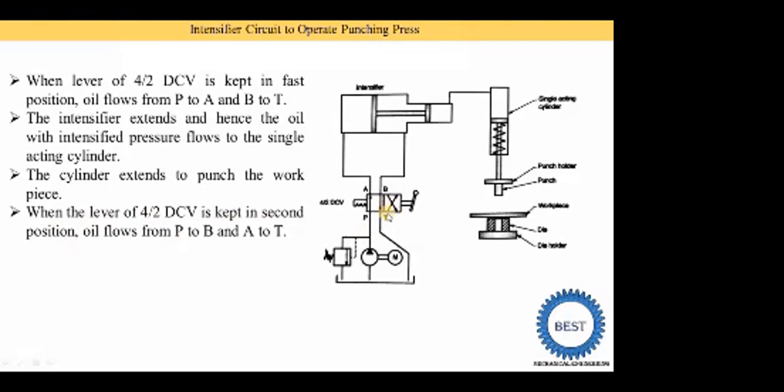Means the oil is supplied from P to B. From this B port, oil goes on this side and comes here, and the intensifier moves in the left direction. When the intensifier is moving in the left direction, the oil present on the left side of the intensifier is supplied to the A port, and from the A port it goes to the T port, and from the T port it is supplied to the tank or reservoir. The intensifier retracts, and the single acting cylinder also retracts due to the spring force. Retract means this piston starts to move in the upper direction. When the piston is moving in the upper direction, this punch and punch holder are also moving in the upper direction.